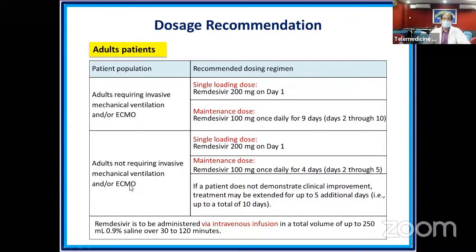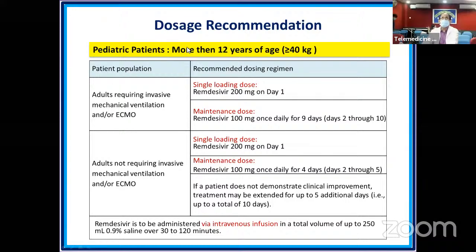Adults not requiring ventilation or ECMO: maintenance single dose 200 milligram day 1, followed by 100 milligram daily for 2 to 5 days. But in severe cases, one can go for 10 days. So remdesivir is to be administered via intravenous infusion in a total volume up to 250 ml of 0.9% saline, that's the normal saline, over 30 to 120 minutes. So 30 minutes to 1 hour. Pediatric patients less than 12 years age should not receive it. If somebody wants to give it in a pediatric age, the person should be more than 12 years age and more than 40 kg.